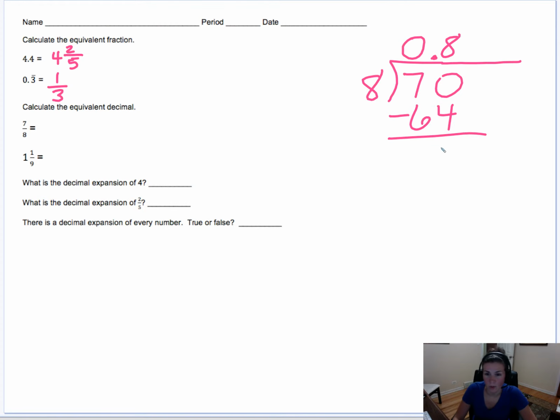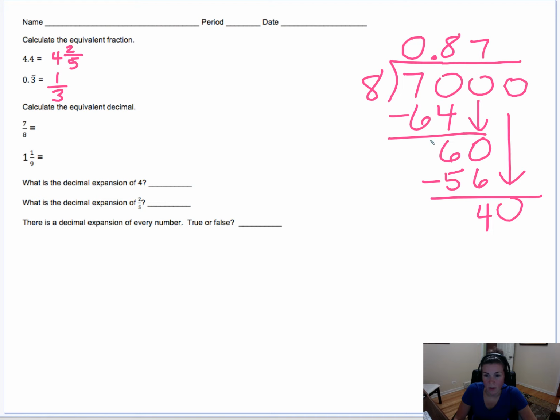And then we subtract those, and we would get 6. And so then I need to bring down another 0. So I ask myself, how many times does 8 go into 60? That would be 7 times, because 7 times 8 is 56. And we subtract it and we get 4. I'll need to bring down another 0. So how many times does 8 go into 40? That would be 5 times, and 5 times 8 would be 40. So I end up with 0, so I know I'm done. So the answer is terminating, and it's 0.875.